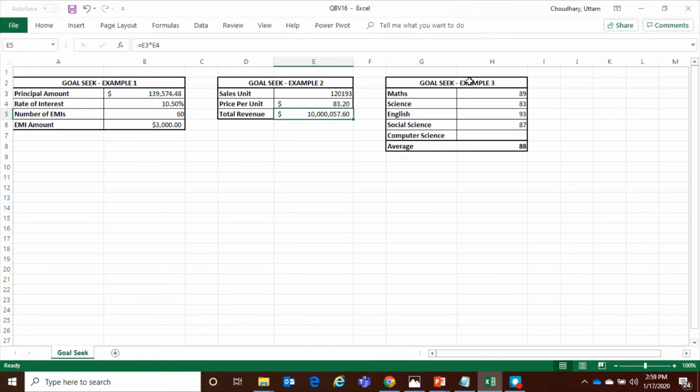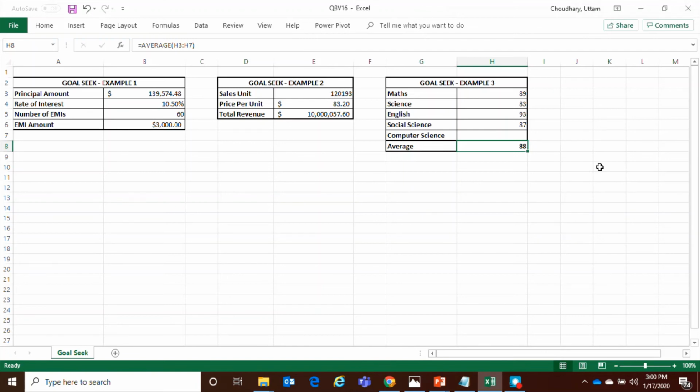So let's look at the third example. In this case, there's a student whose examinations are going on at the moment, and he has found that in mathematics, science, English, and social science, he was able to score this much. His computer science exam is still not done. He is appearing for it tomorrow. And the calculation says, hey, this is not good. I was looking to score about 90%, but I'm still at 88%. How much do I need to score in computer science to get to 90%?